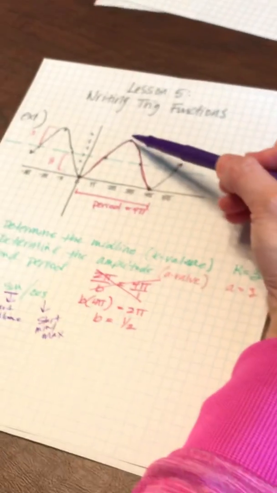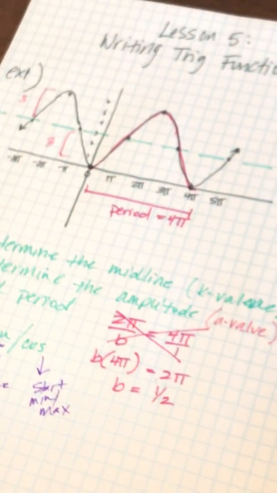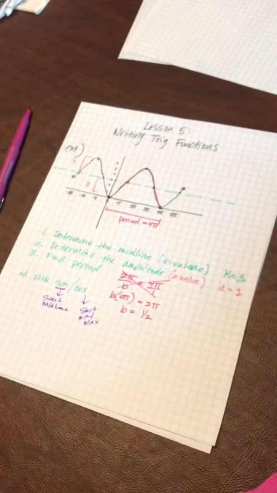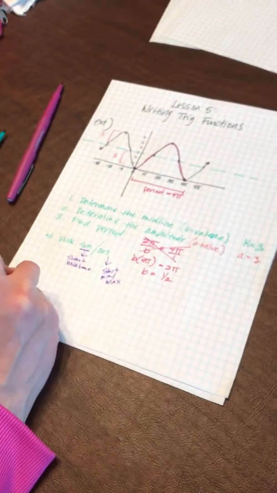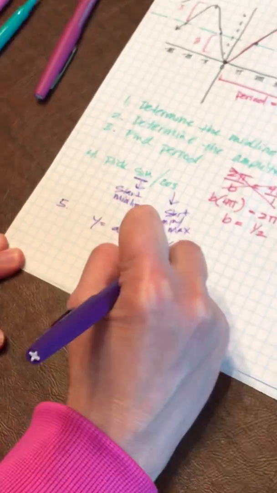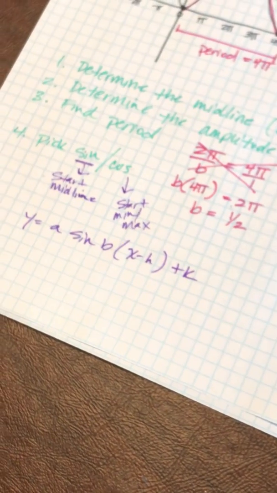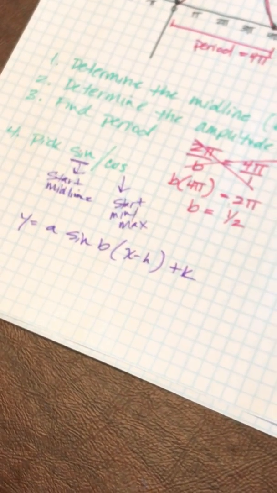So remember, cosine functions start at a max. If it's reflected, it would start at a min. So I'll show you how to do both, but I'm first going to start by doing the sine function. So here's my generic formula for a sine function. I'm going to plug in everything I know, and then I'm going to write my equation.